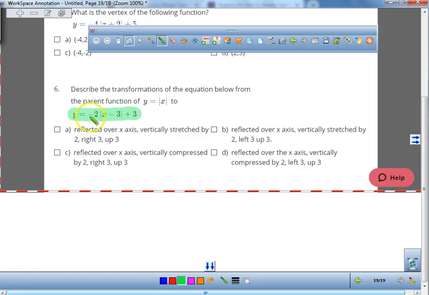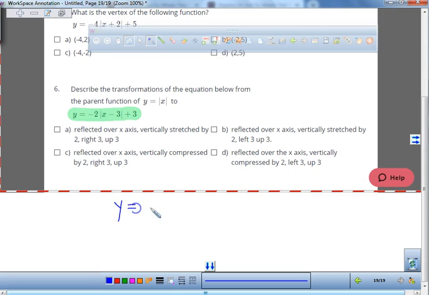Okay? There's our function, and let's think about what's happening in our function. It says y equals negative 2 times the absolute value of x minus 3 plus 3. Let's put a little arrow here, and you tell me, what does that little negative do? That reflects. So put that part reflects. I'm going to put x-axis for short, okay?